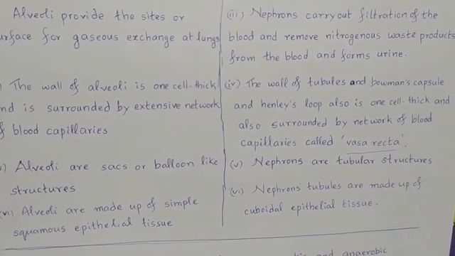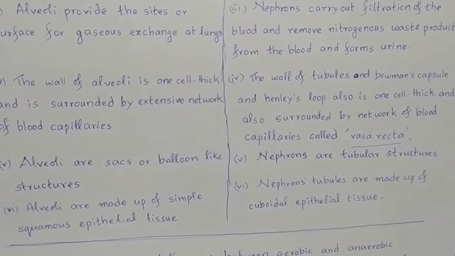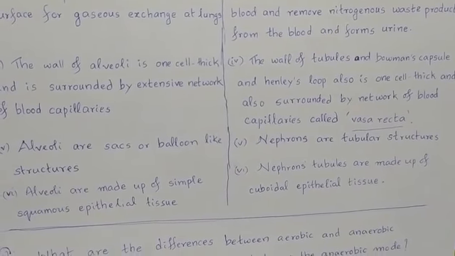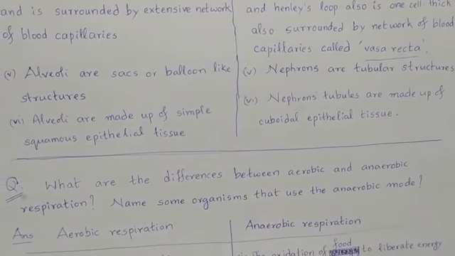Nephrons are tubular structures. Alveoli are made up of simple squamous epithelial tissue. Nephrons are made up of cuboidal epithelial tissue. In class 9th, we have already discussed this, right?